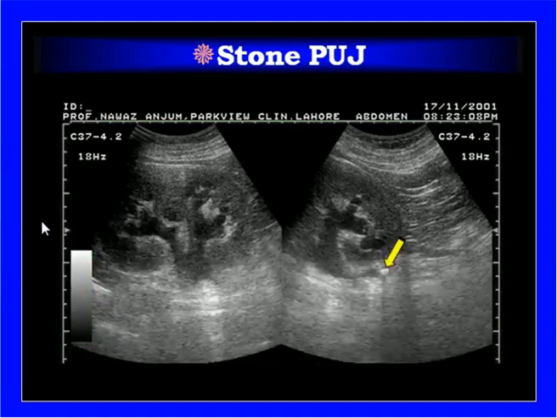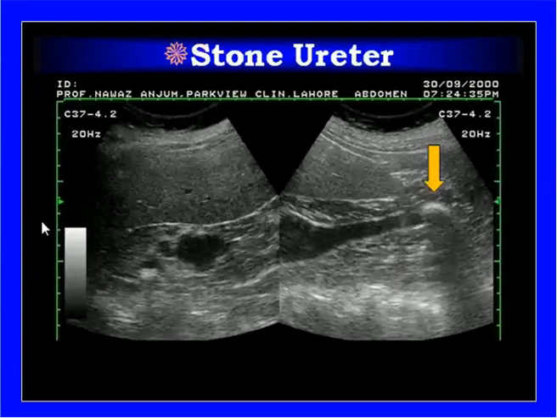Another stone in the pelvic-ureteric junction, depicted by an arrow, resulting in the proximal hydronephrosis. Another case, large stone in the proximal ureter, resulting in the proximal hydronephrosis.